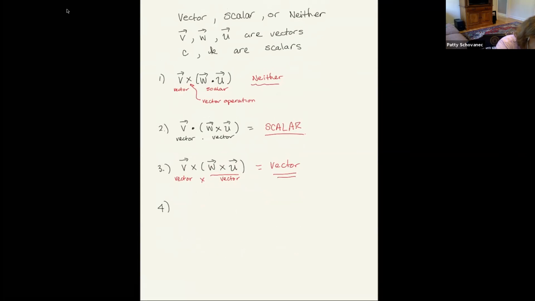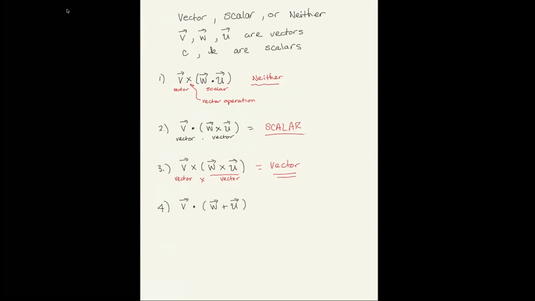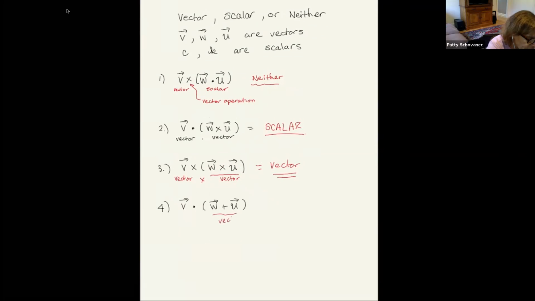Okay, how about V dot W plus U? Scalar? It is a scalar. Sum of two vectors is a vector. Vector dotted with another vector is a scalar.